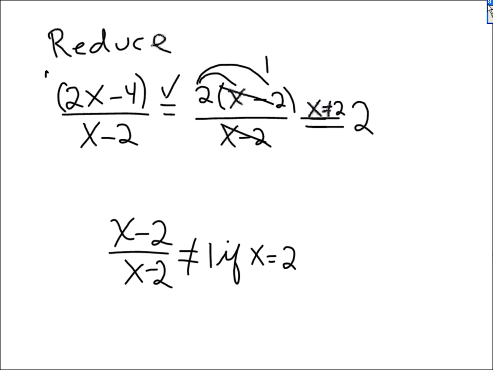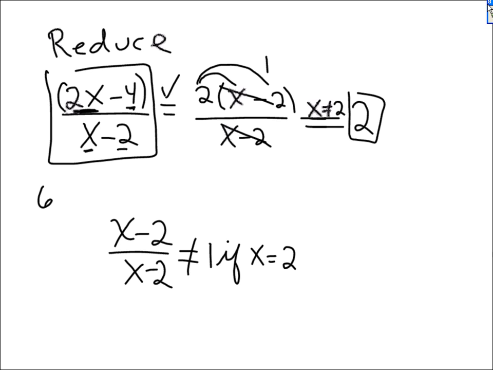So if somebody asks you, what does this equal when x is 5? You can say 2. And it is. 2 times 5 is 10. 10 minus 4 is 6. 5 minus 2 is 3. Oh, what do you know? 2. It's always 2. Except, coincidentally, when x is 2 itself.